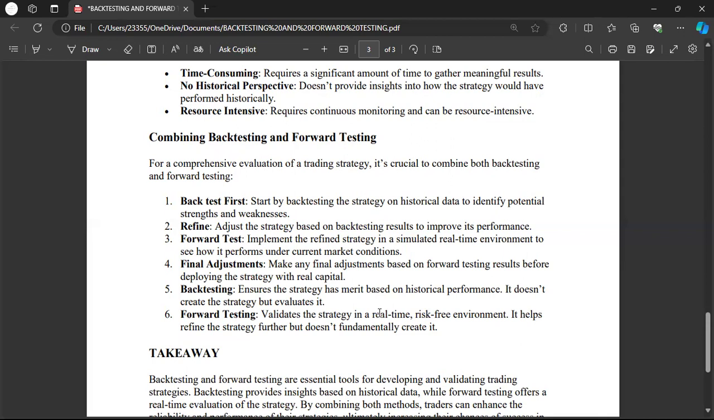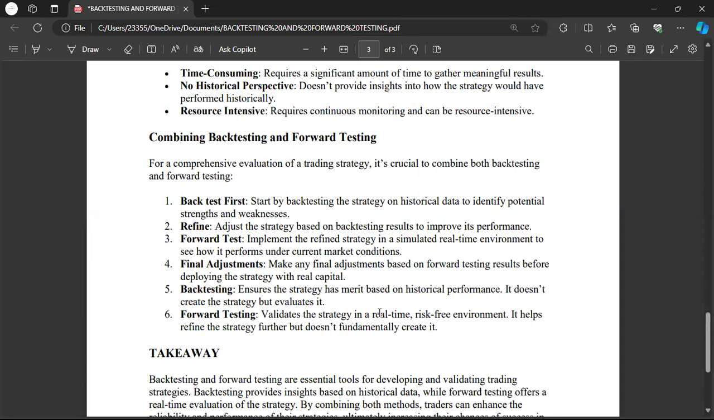So one, backtest first. You do your backtesting first, starting by backtesting the strategy on historical data to identify potential strengths and weaknesses. Refine, you know that. Then let's move to three, forward test. Implement the refined strategy in a simulated real-time environment to see how it performs under current market conditions, right? Then make any final adjustments based on forward testing results before deploying the strategy with real capital.